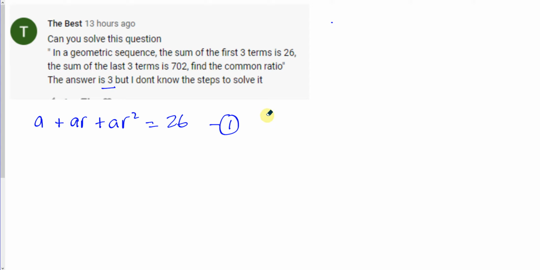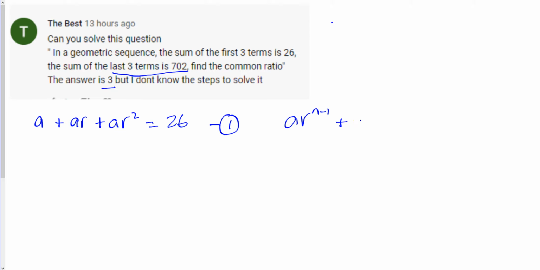We also know that the sum of the last three terms is 702. Okay, so we don't know how many terms there are, so I can't do something with the numbers here. I can't say a times r to the power of something, because I don't know how many terms there are. So what I'm going to do is use a general form. The last term is a times r to the power of n minus 1. That's the nth term of the sequence. That's the last term of the sequence.